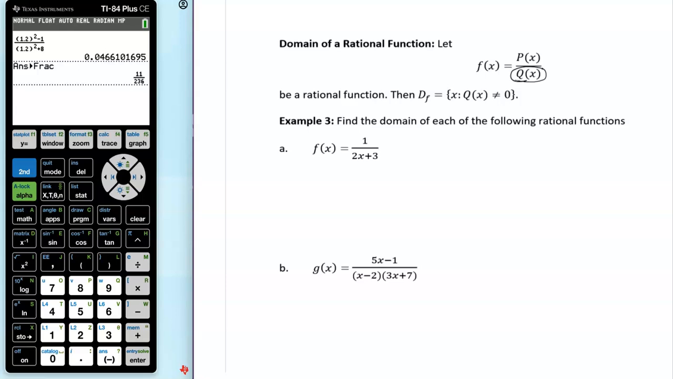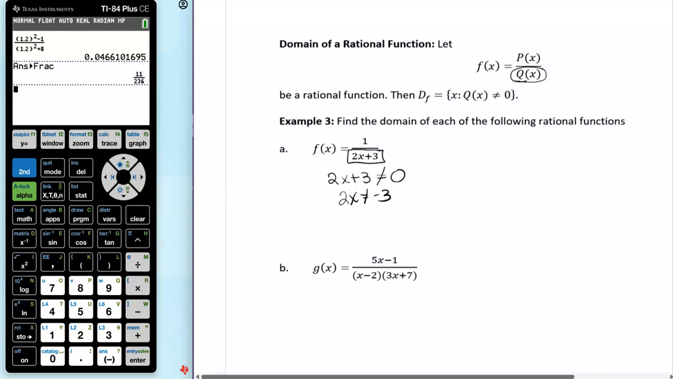So it's all about the denominator. We're going to say, okay, where 2x plus 3 equals 0, the function does not exist. So the domain is everything except where 2x plus 3 equals 0. So that's what that line there means. It means we're going to get all the values except where it equals 0. And so we have 2x equals a negative 3. And then divide by a 2.